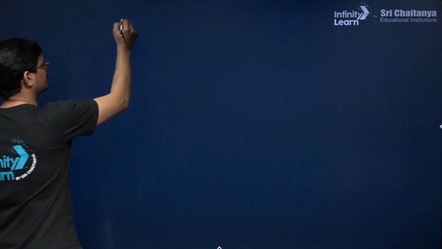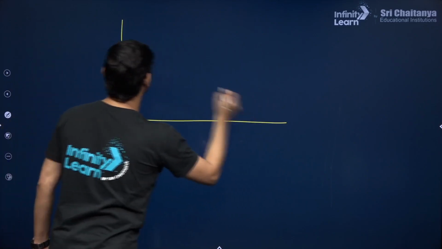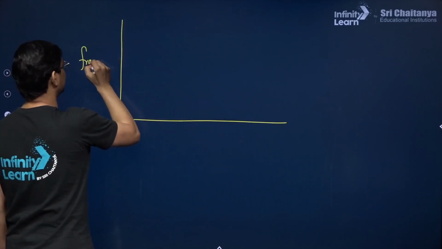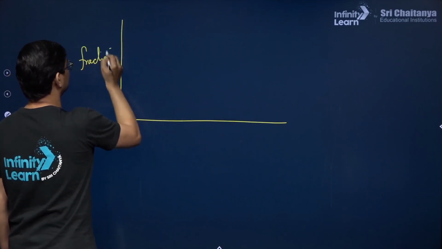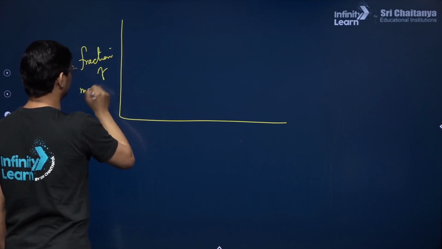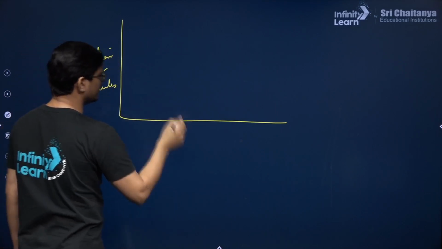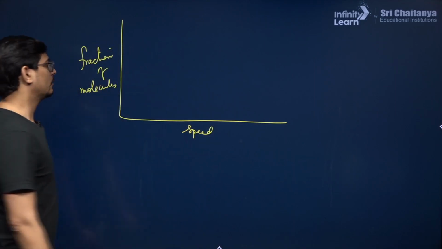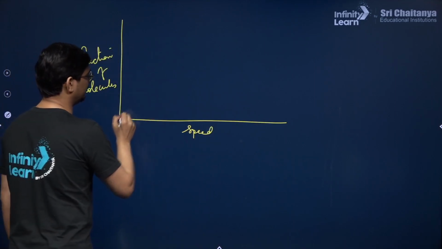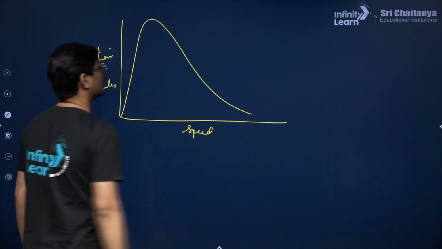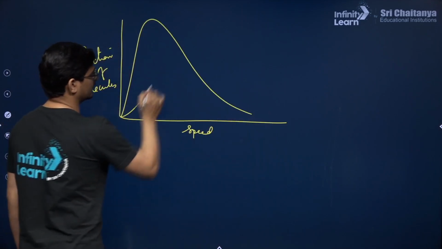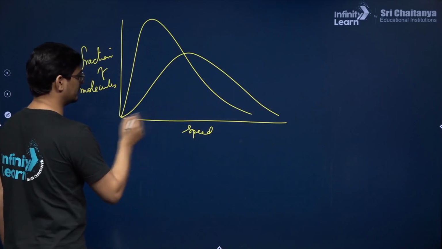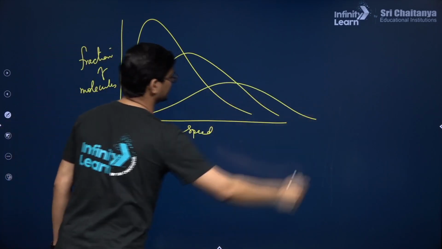So what do we actually take here? On y-axis we take the fraction of molecules, particles. Here you can either take speed or kinetic energy, right? Okay, now at a given temperature the graph looks like this. If you increase the temperature, graph becomes like this. If you further increase the temperature, graph flattens out like that.